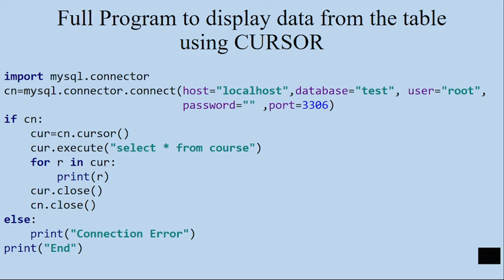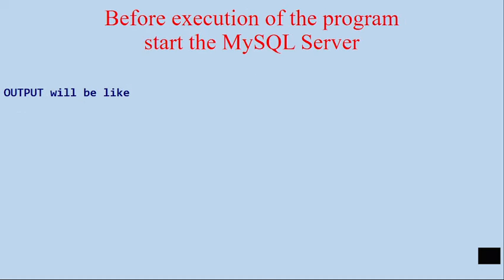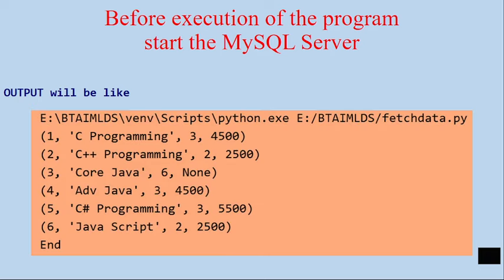After fetching data is over, you close the cursor and then close the connection. Important: every time you have to close the cursor and you have to close the connection. Second, your output will be like this. When you execute the program, the data already present within the table will be displayed like this.